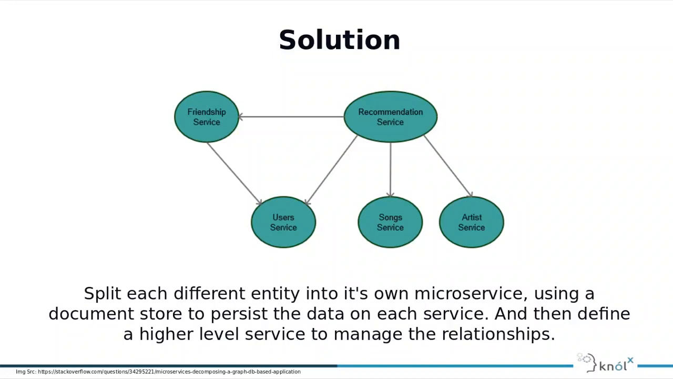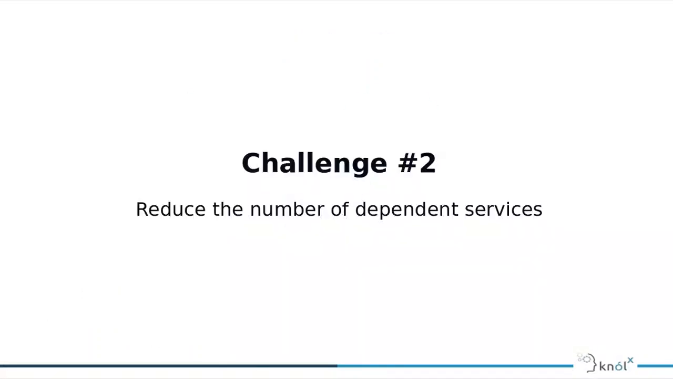So in layman terms, your recommendation service is actually dependent on all other services. Correct? It cannot work in isolation. You cannot just remove it out. Right? The recommendation service will fail if one of the other services simply stops working. Right? That is my challenge number 2. How to reduce the number of dependent services that we have.